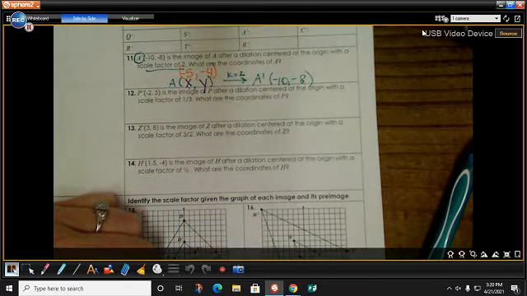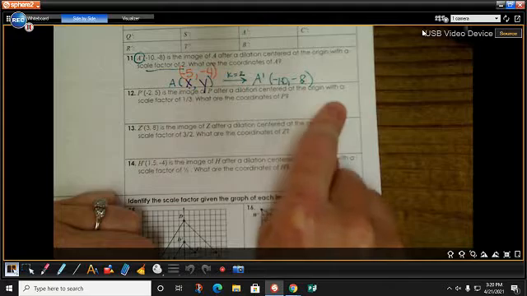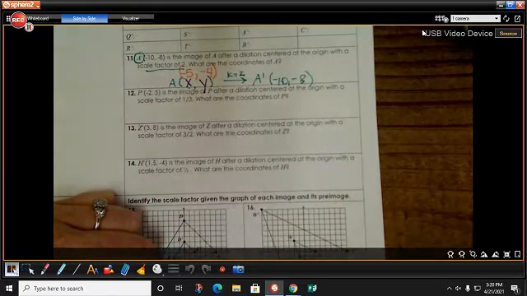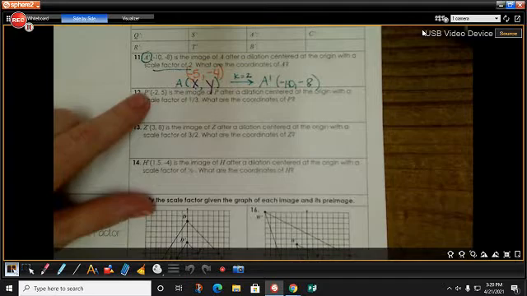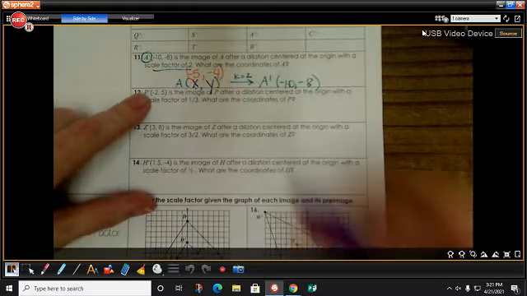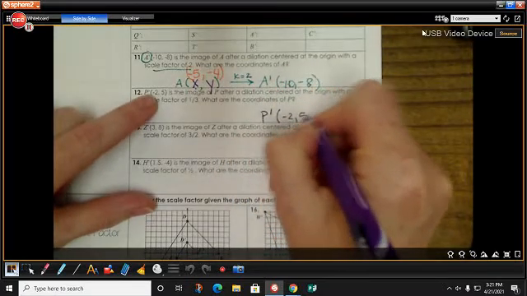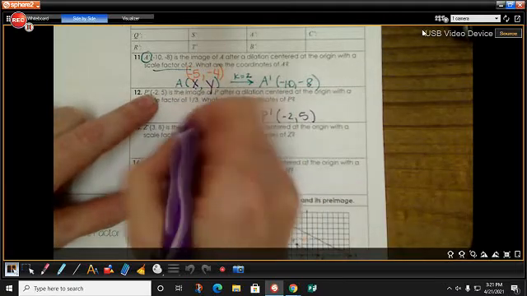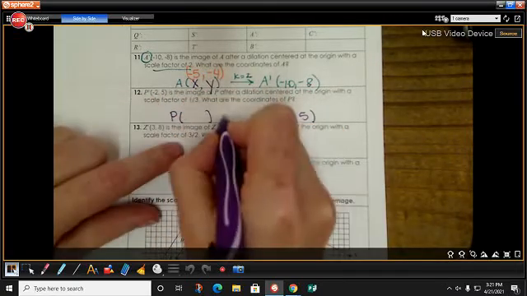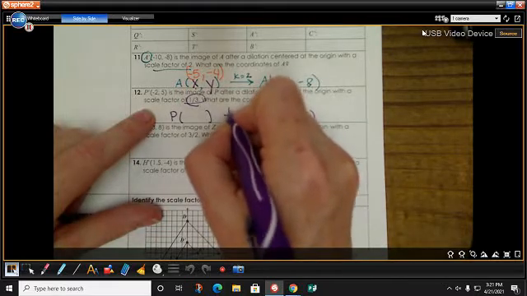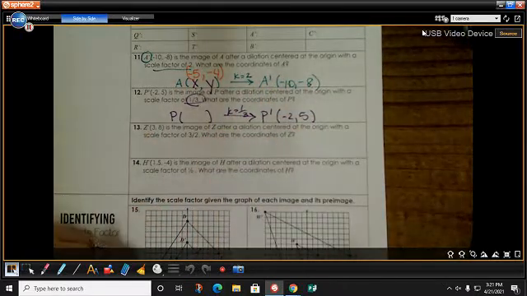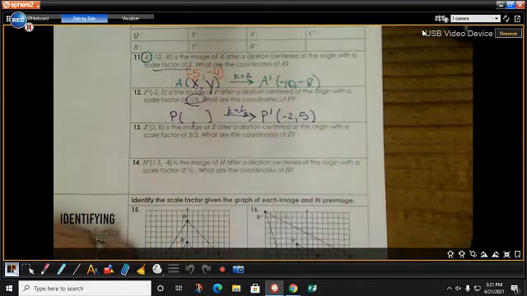And so the main thing here is to keep straight which direction you're going from your pre-image to your image. So here I have P prime, so that's my after value, -2, 5. So that's the image of P after a dilation with a scale factor of 1/3. So I did K is 1/3. So I times by 1/3 to get here. And so I need to find my original point.